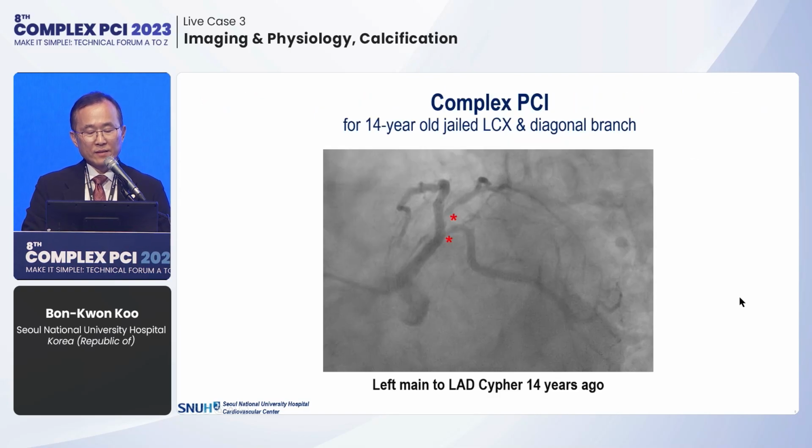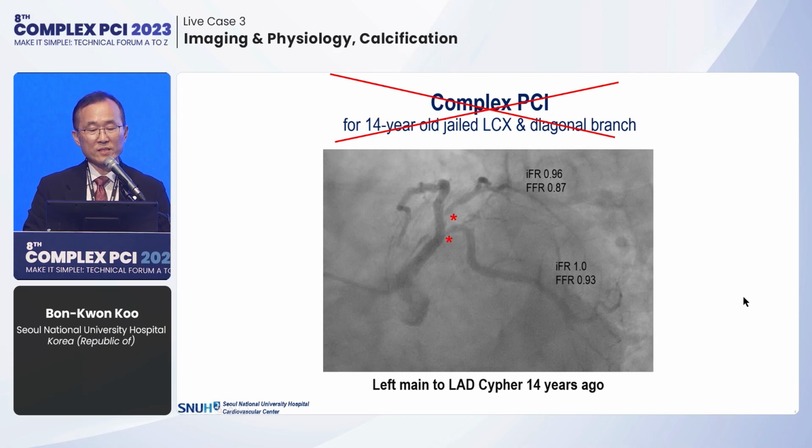Here's another case. This angio was taken 14 years after implanting a Cypher stent from left main to LAD, and you see there's a quite tight stenosis of a big first diagonal branch and also the circumflex. When you encounter this lesion, if you want to fix it, you will have to prepare for a complex PCI for the 14-year-old jailed circumflex and diagonal branches. But when you measure iFR and FFR, the first diagonal branch has iFR 0.96, FFR 0.87, and the circumflex iFR 1.0, FFR 0.93, so there is no need for complex PCI, and simple medical treatment will be enough for this case.